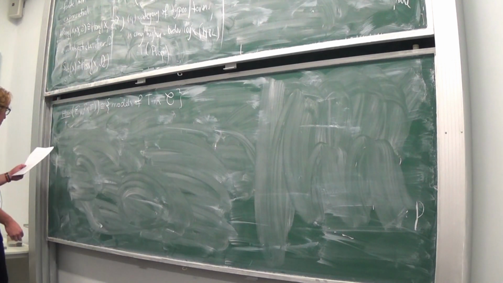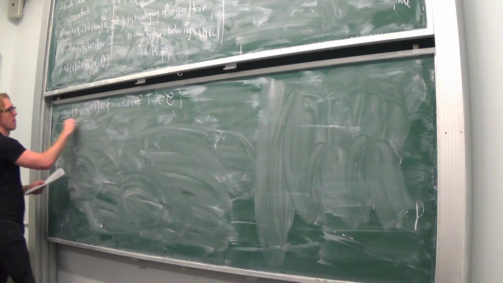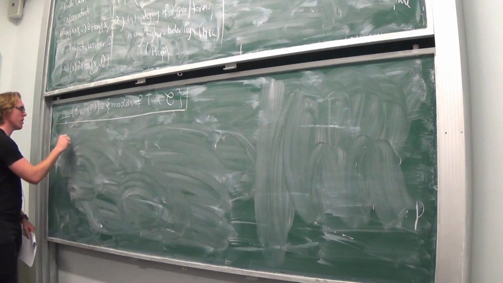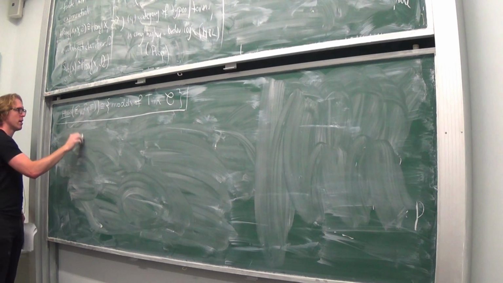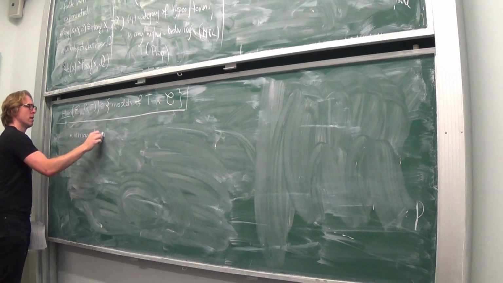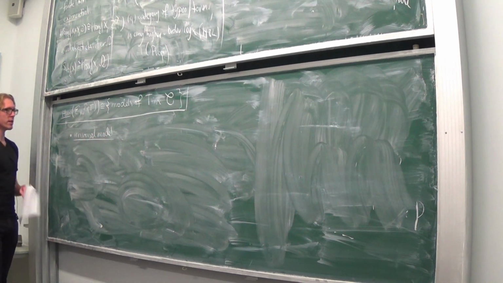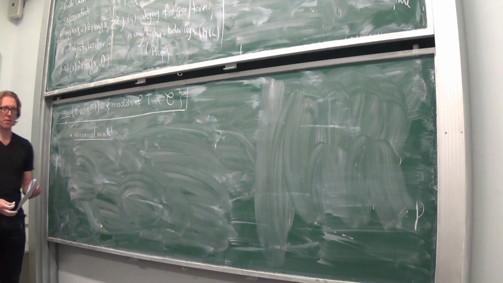Okay, so the first point to make here is that implicit in this theorem is the fact that there's a universal model of the theory T.